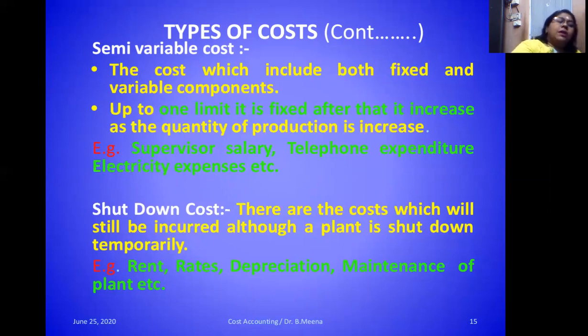And shutdown costs. These are the costs which will still be incurred although a plant is shut down temporarily. Rent, rates, depreciation. So even if the company is in lockout and not producing anything, we may incur some expenses, like we need to look after the machinery to see whether it is in working condition. Whatever costs are incurred in the name of repairs and maintenance, and we need to pay rent for the factory, isn't it? So these all come under shutdown cost.